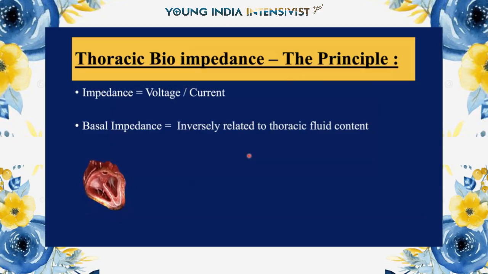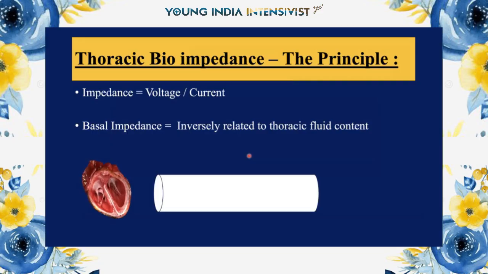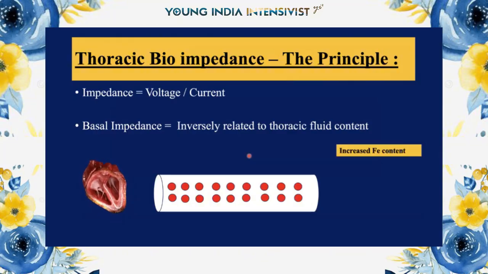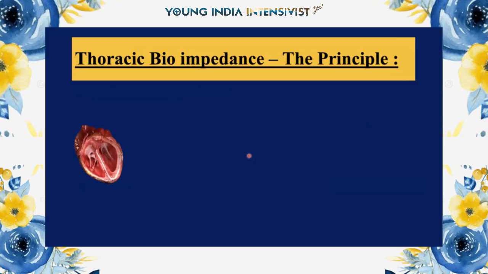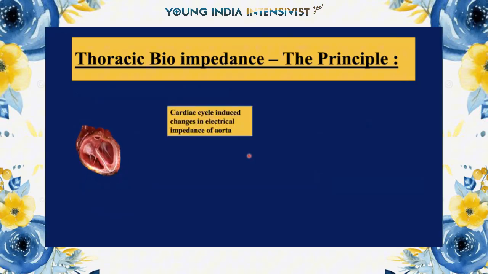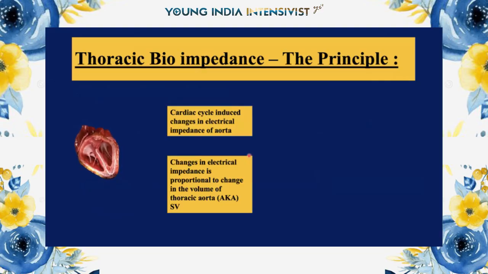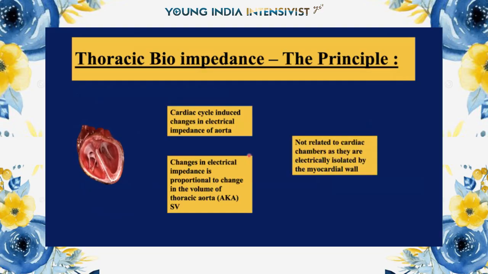It is inversely related to the thoracic fluid content. Why should it be inversely related? We'll see. When the heart contracts, it ejects blood. All the blood contains hemoglobin; RBCs contain hemoglobin, and hemoglobin contains iron. So the iron conducts electricity, and when the iron conducts electricity, it decreases the resistance. It favors the conductance, thereby decreasing the resistance, so it decreases the impedance. That is why the basal impedance is inversely related to the thoracic fluid content. The cardiac cycle induces changes of the electric impedance of the aorta. The change in the electric impedance is proportional to the change in the volume of the thoracic aorta.